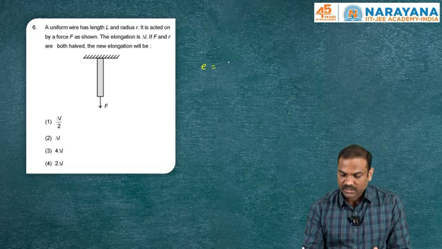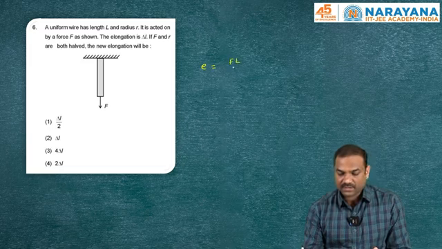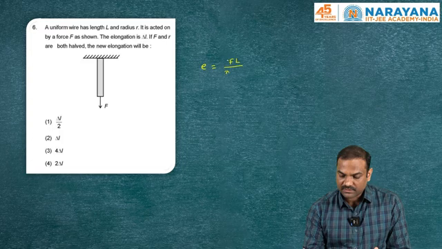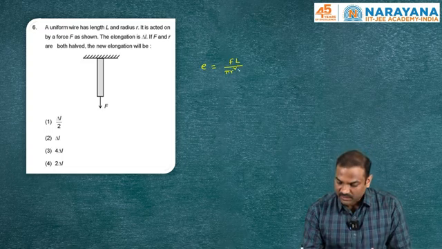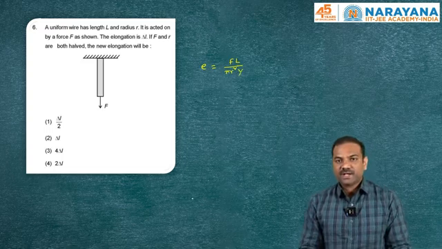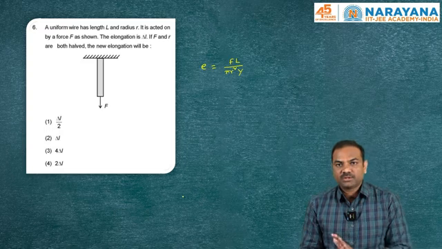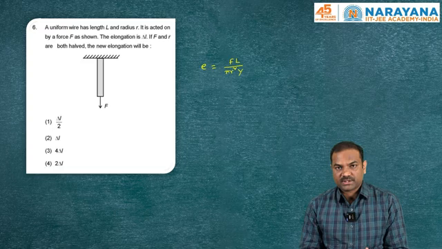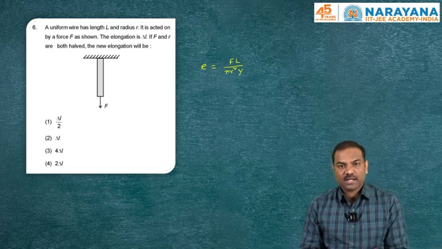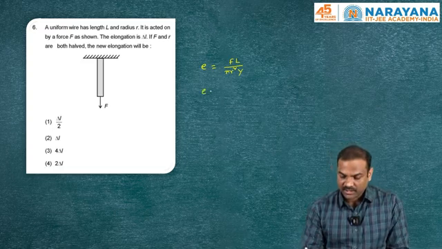Elongation can be written as force into length of the wire by area of cross section, which is nothing but pi r square, into Young's modulus. So I directly wrote the area of cross section as pi r square. As we are using the same wire, there is no difference in Young's modulus. And if you see the question, they are changing only the force and not the length. So that's why I'm writing elongation is directly proportional to force by r square.